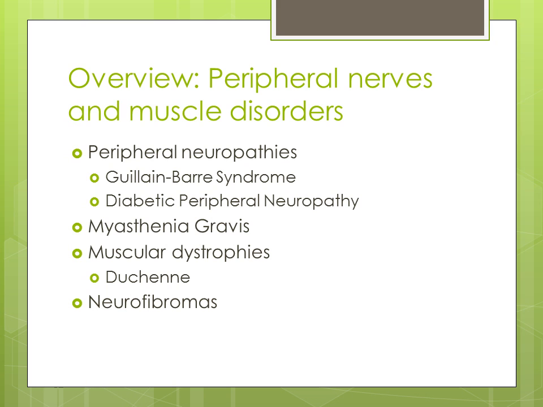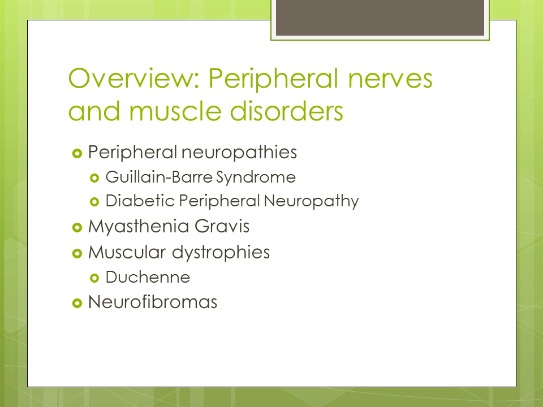First, with the peripheral nerves and muscular disorders, we're going to cover peripheral neuropathies. So that includes something called Guillain-Barré syndrome, and the Barré part is supposed to have an accent on the E, but I couldn't figure out how to do that. The next neuropathy we're going to talk about is the diabetic peripheral neuropathy.